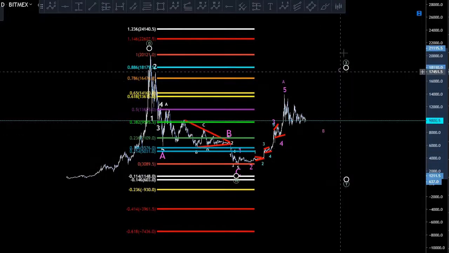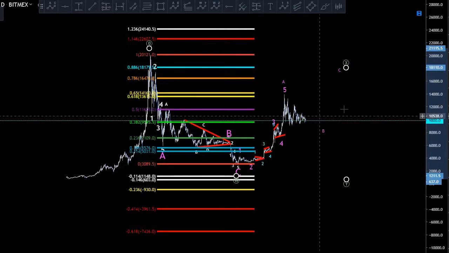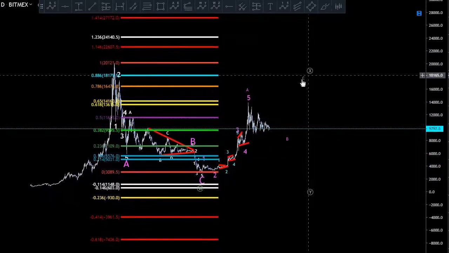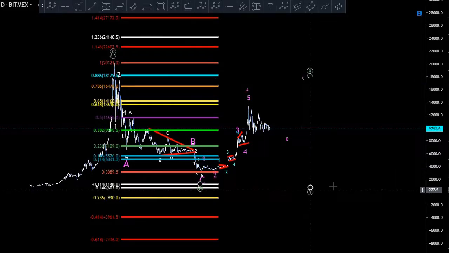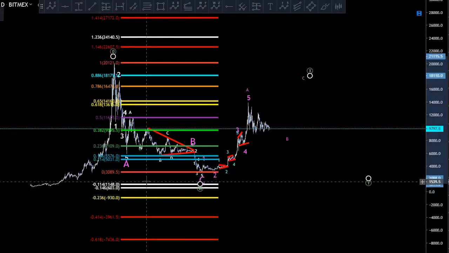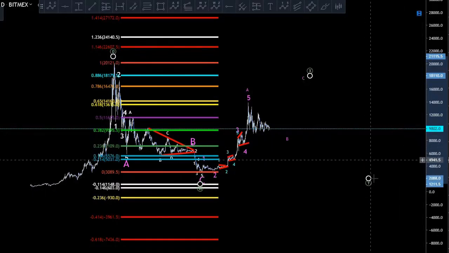And remember, this C wave could be short. Look at this C wave right here. So if we don't pass the 0.86, I think we fall back down to like 1K, 1.8K, 2K, around there. And I think that's where the generational bottom will be. That's where we buy. That's where we hold till 100K, you know.